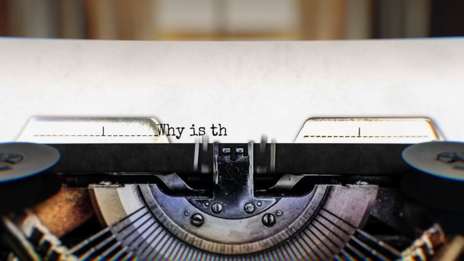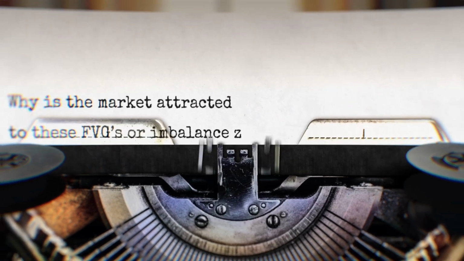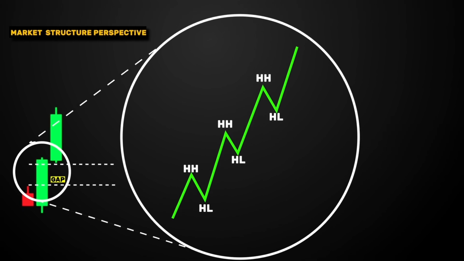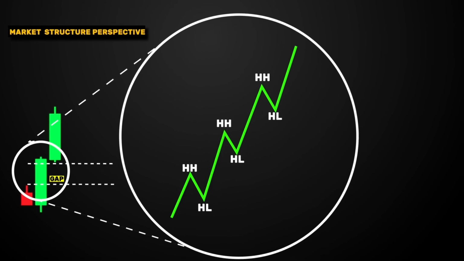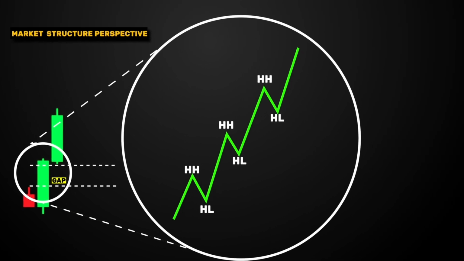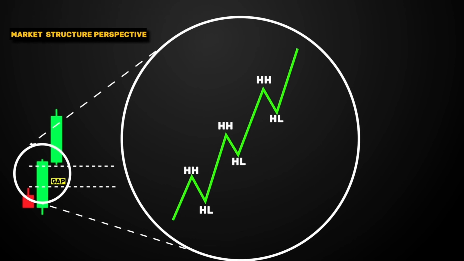Okay, but why is the market attracted to these fair value gaps or imbalance zones? Well, to understand that, we need to understand what goes on at the market structure level. Imagine a scenario where a bullish candlestick sequence creates a significant imbalance in the market in a higher time frame. If we took a closer look by zooming into a lower time frame, we would likely see a bullish structure similar to this.